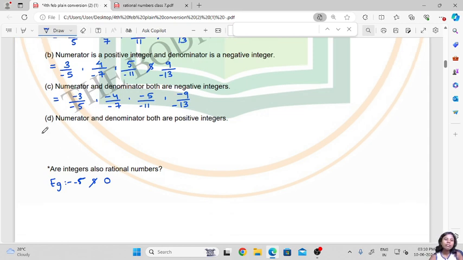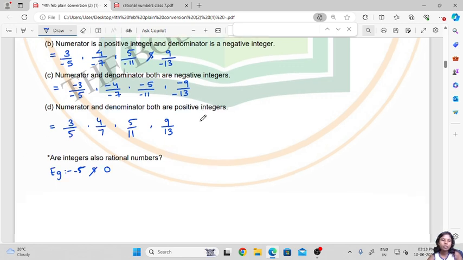Now last we have the numerator and the denominator both should be positive integers. So here we'll simply write, no sign will be involved in this one, so it will just be 3 by 5, 4 by 7, 5 by 11 and 9 by 13. So here both our numerator and denominator are positive integers.